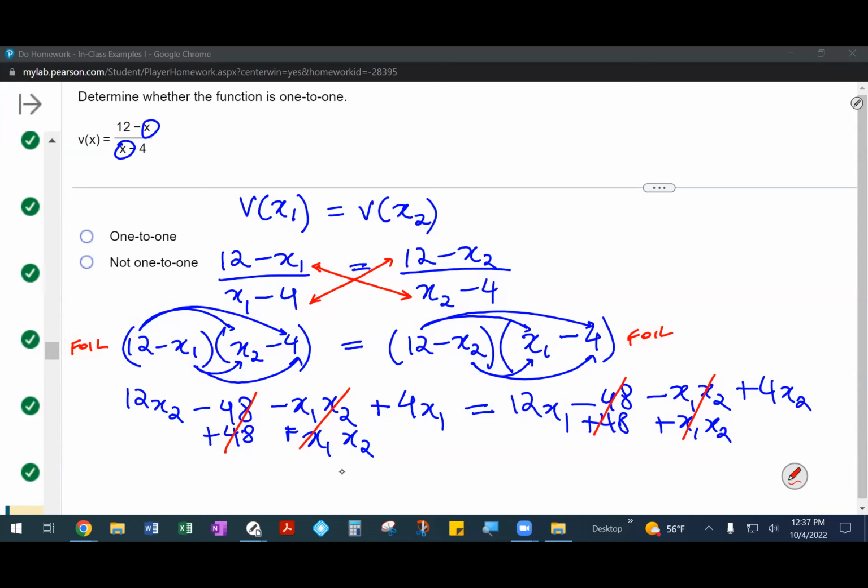Well, we've got something with x2 on the left and right, and same thing with the x1, right? So try and combine like terms together. So I'm actually gonna go ahead and subtract my 4 times x1. Move it to the right hand side. And then we'll go ahead and subtract 4 times x2. And move it to the left hand side.